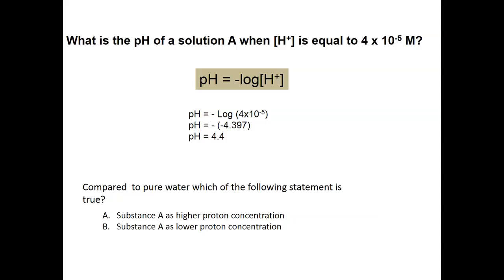So now, when you calculate it, say you have a solution with a proton concentration of 4 times 10 to the minus 5 molar. Calculate the pH. Just like I did with the water, you take the proton concentration and apply the minus log, and that will give you a value, in this case 4.4, okay? If you look at this proton concentration compared to the proton concentration in pure water, is it high or low? High, right? Which means the pH is lower than 7, compared to pure water. Good.